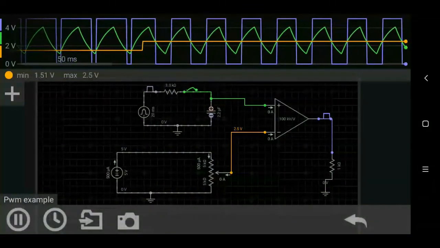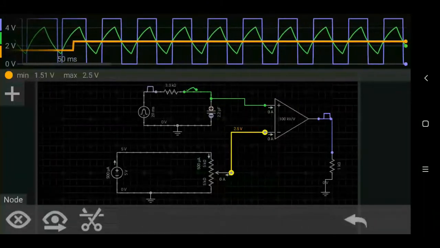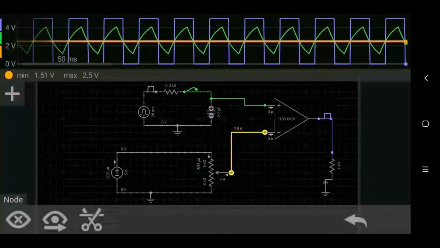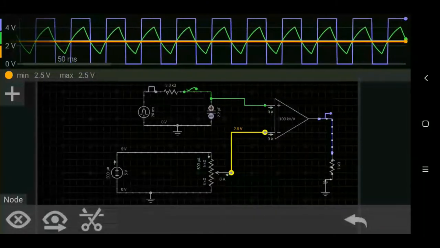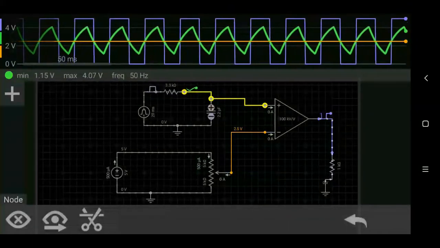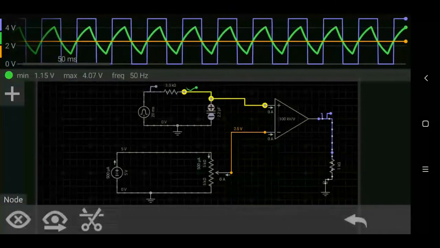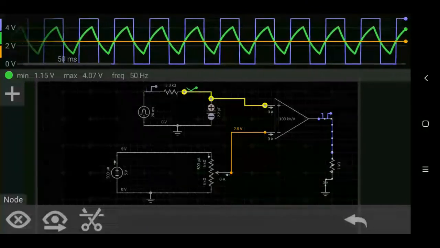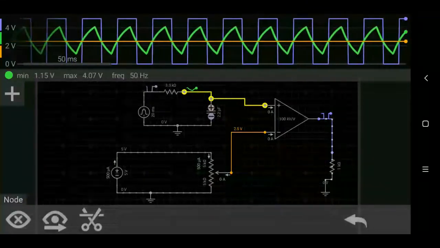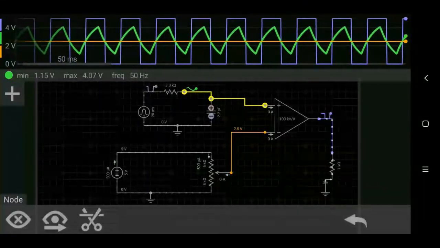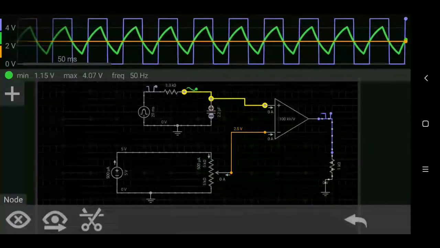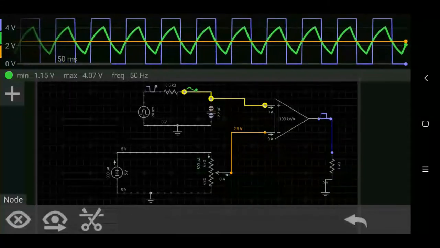This is our reference voltage in orange, the voltage that we are going to vary, our analog input, and this is a fixed green signal. It is a triangular wave. It rises above the reference voltage and falls below the reference voltage, and you can see that the output stays high for that much amount of time.